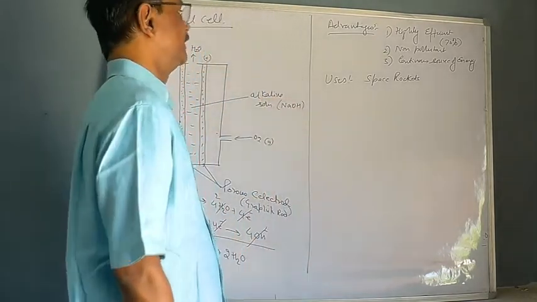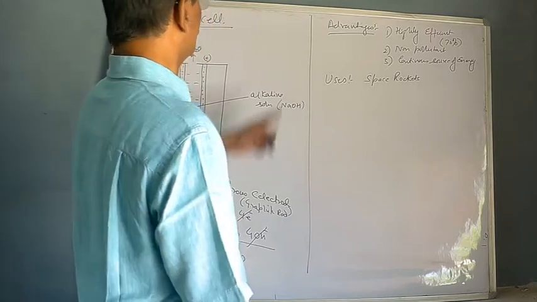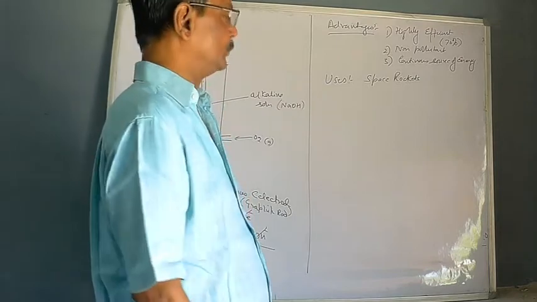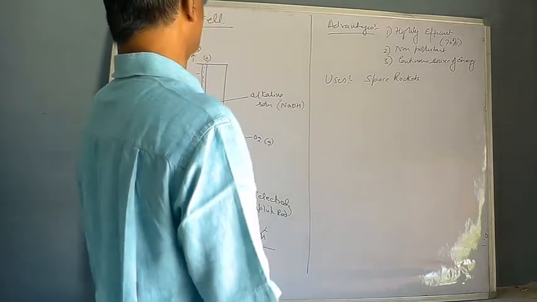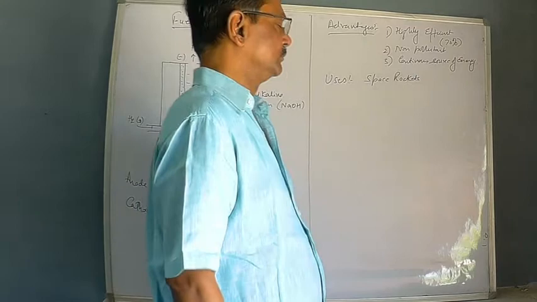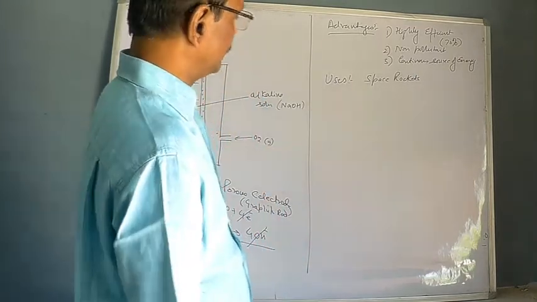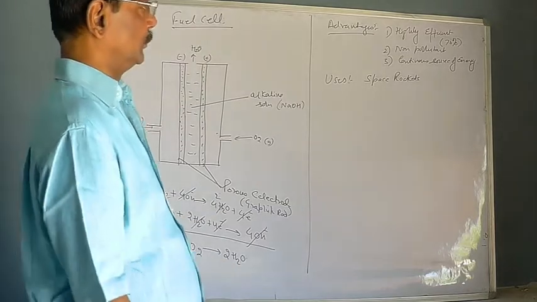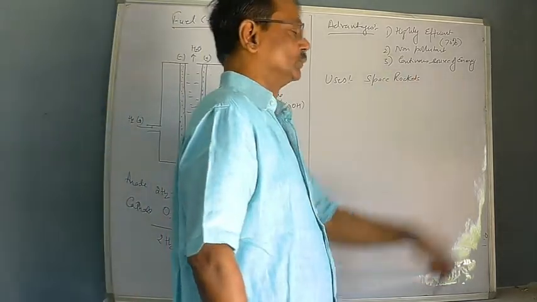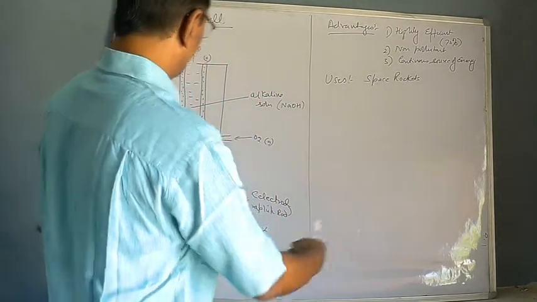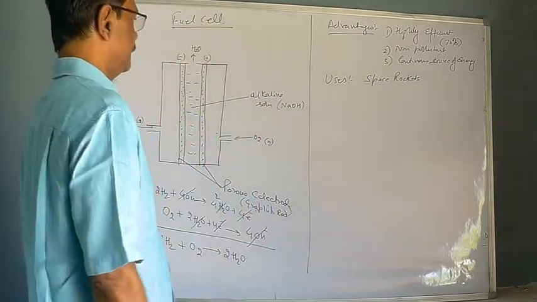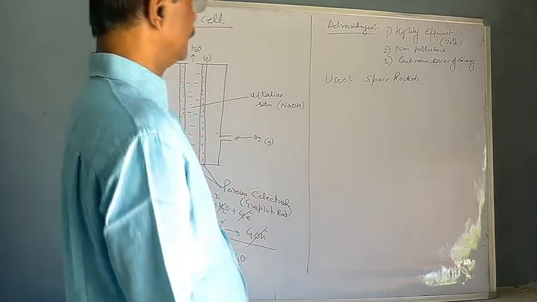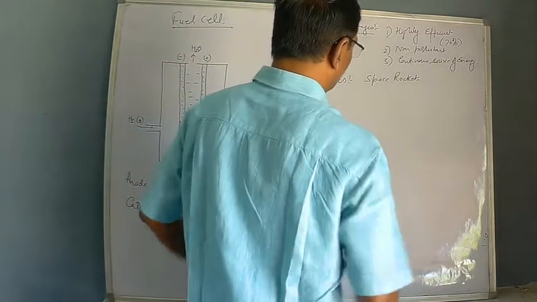What are the advantages of fuel cell? First, fuel cells are highly efficient. Other commercial cells have efficiency ranging from 40 to 60%, but fuel cells give you efficiency of 70%. Secondly, non-pollutant. The byproduct is simply water, and you all know that water is non-pollutant. And third is continuous source of energy. Till you are feeding hydrogen and oxygen gas in the chamber, the electricity can be obtained. So that is a continuous source of energy, and it is used in space rockets.